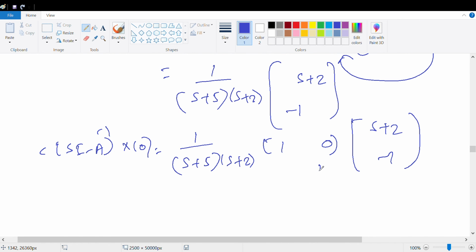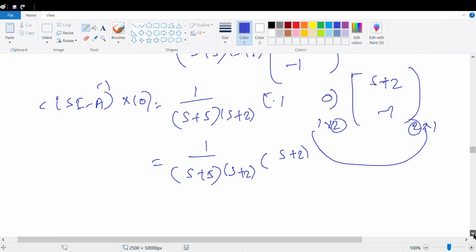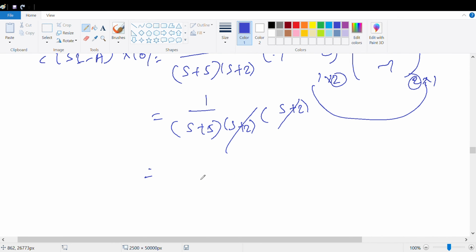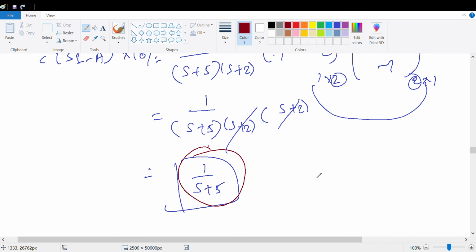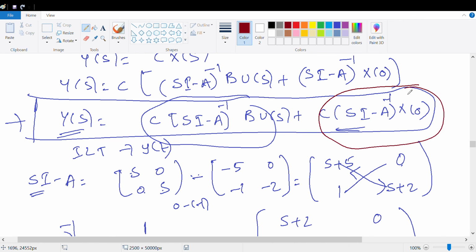Minus 1. So this is a 1 by 2 matrix and it is a 2 by 1 matrix. We get 1 by 1. For 1 by s plus 5, s plus 2, 1 into s plus 2, and 0 into minus 1, 0. So if you take s plus 2 common, we get 1 by s plus 5. So therefore one part we got is 1 by s plus 5 here. And we need to find this one.